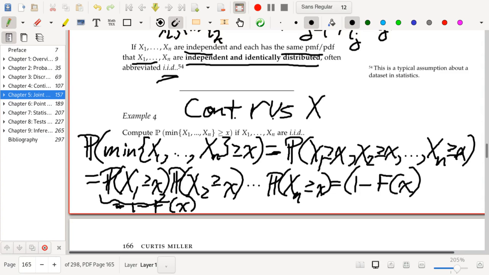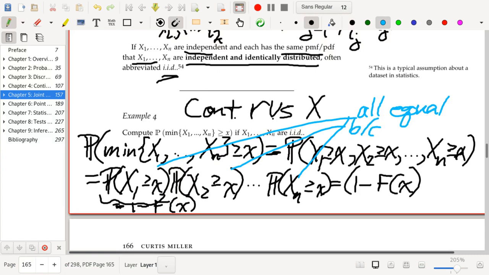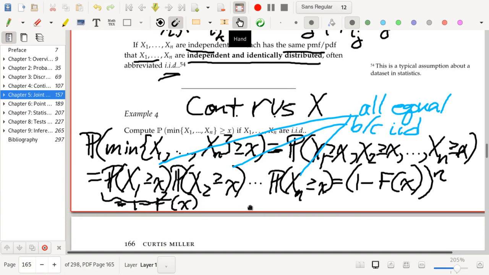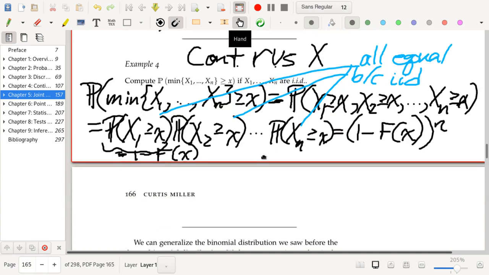And since all of these are equal to each other, because these are IID random variables, the random variables are independent and identically distributed. So it's the identically distributed part that causes them to be equal. The independent part caused them to multiply. So this will be (1 minus F(x)) to the power n, because we multiplied this out n times.